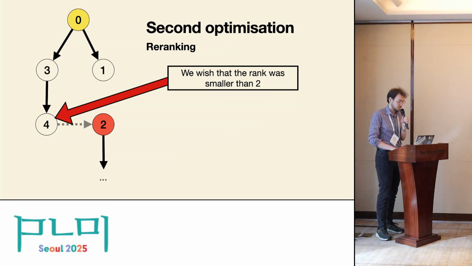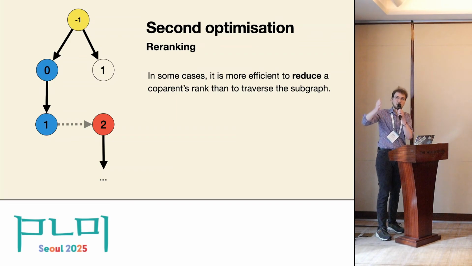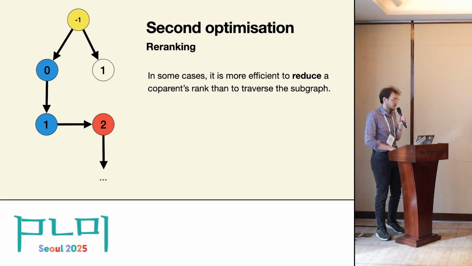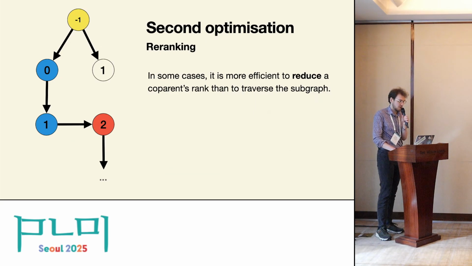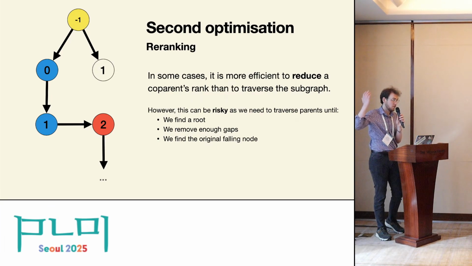So what we can actually do is just reduce the rank of a potential co-parent so that we don't need to traverse this subgraph. So this is what we will do. We will modify the rank of the nodes here in blue so that this co-parent can now adopt the falling node. And doing so, we can modify in place the spanning tree again to create a valid spanning tree.